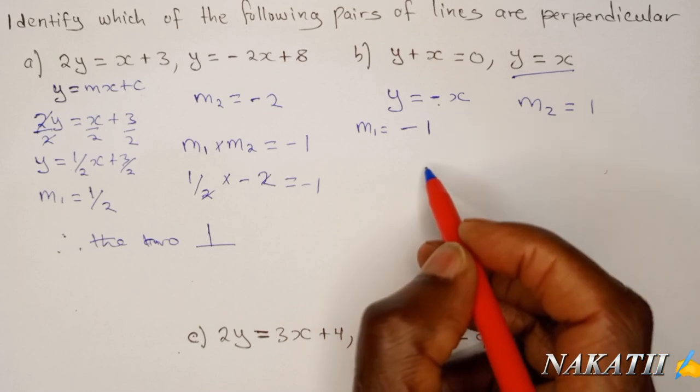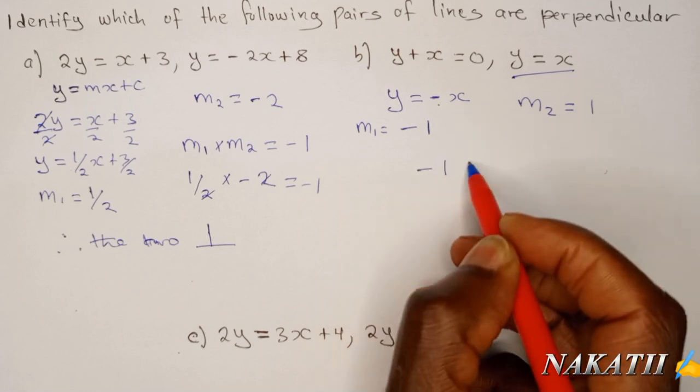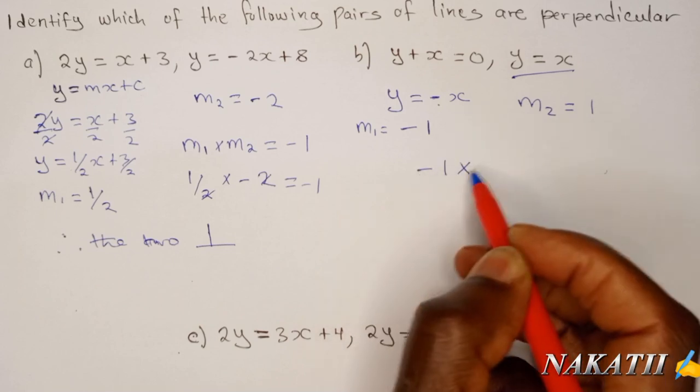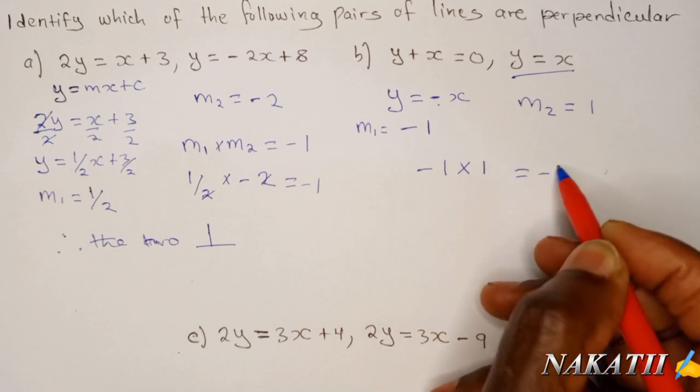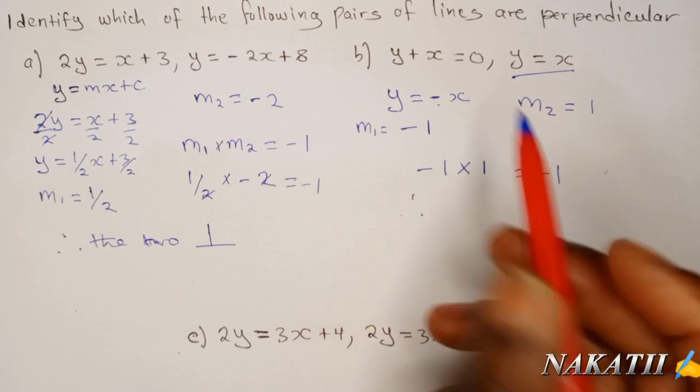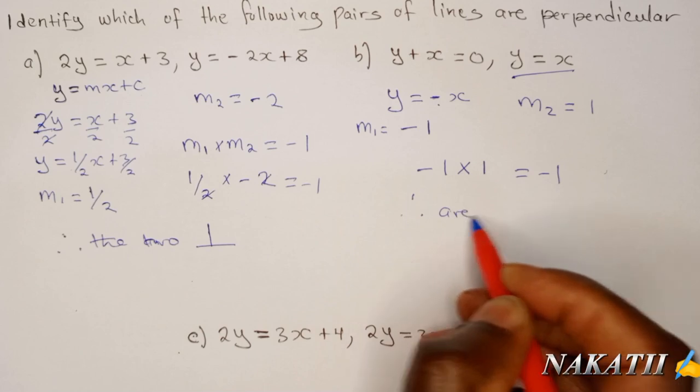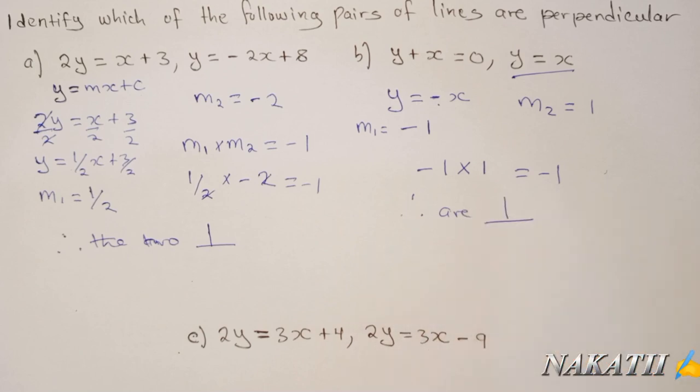If you take -1 times 1, we get -1. Therefore, these two are perpendicular. I want you to try this one and see if these two are perpendicular. If you multiply and the product of the gradients is -1, then you have shown that the two are perpendicular. If the product is not -1, then the two are not perpendicular.